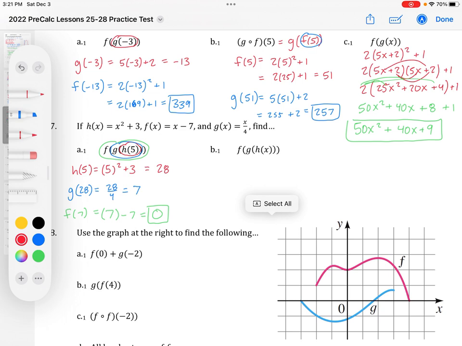Okay, and now in B, we're going to have a function for our answer. So let's start with this. Let's find g of h of x. So we're going to plug h of x in for x in this g function. So instead of having x over 4, we will have that entire function over 4. So we'll have x squared plus 3 all over 4.